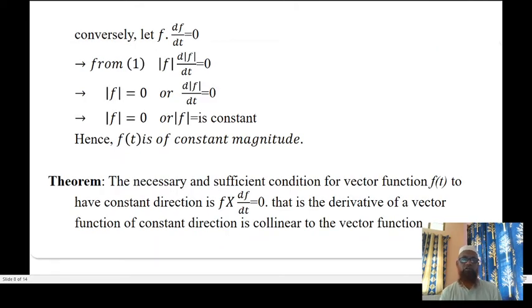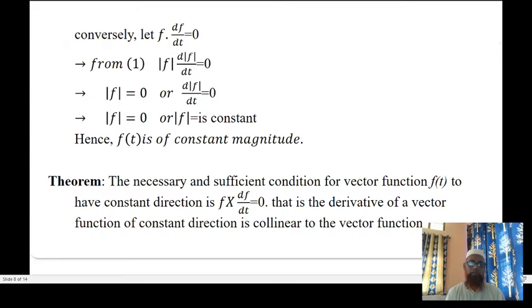Conversely, let f dot df by dt equal 0 from 1. So mod f into d by dt of mod f equals 0. This implies mod f equals 0 or d by dt of mod f equals 0, that is, mod f equals 0 or mod f is constant. Hence f of t is of constant magnitude. So d by dt of mod f equal to 0 implies mod f is constant. So if magnitude is constant, then f dot df by dt equals 0.